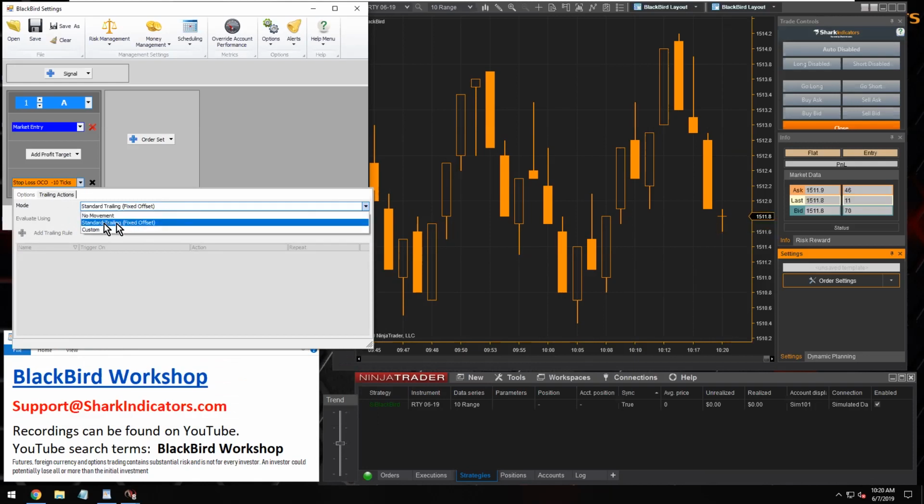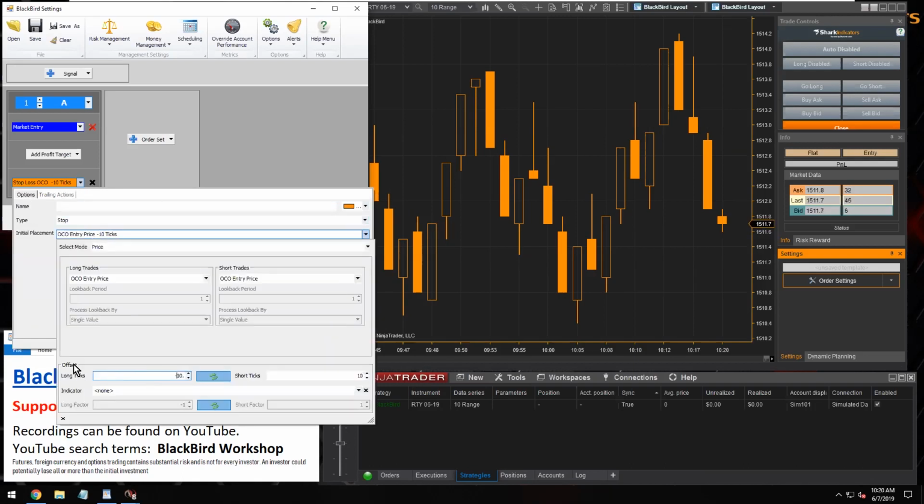The standard trailing takes the offset price here. The offset section is a whole section unto itself, so there can be lots of ways to define an offset. This one is just using a simple 10-tick offset. If you want to, you can use an indicator to calculate an offset distance, such as an ATR. The ATR is a typical offset.